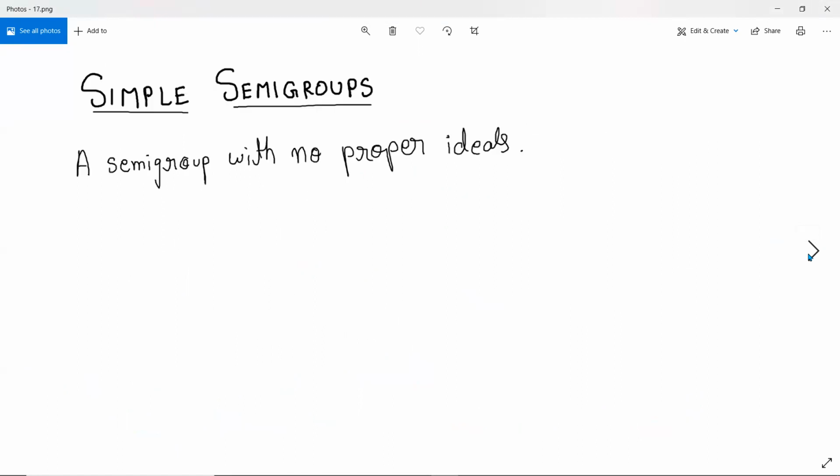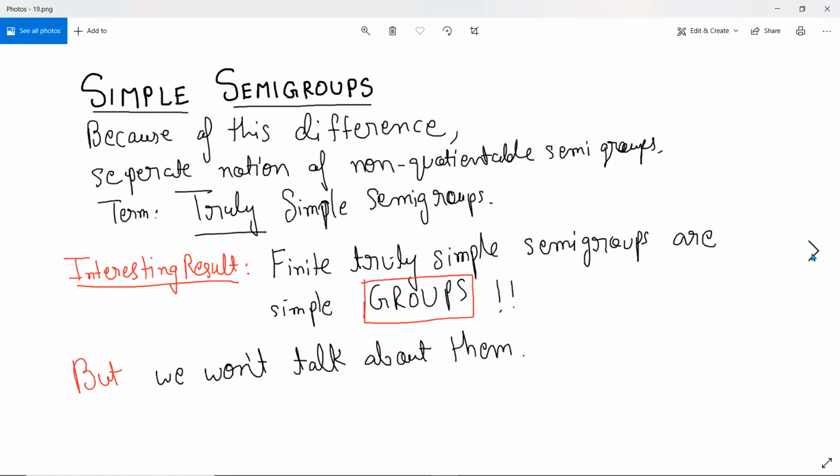Then we come to the main algebraic objects that we have, that is simple semigroups. A simple semigroup, as one can expect, is just a semigroup which has no proper ideals. So there is no I contained in S. It is sort of indecomposable, like you cannot quotient it with any ideal. They are like minimal objects, and that's why they are useful.